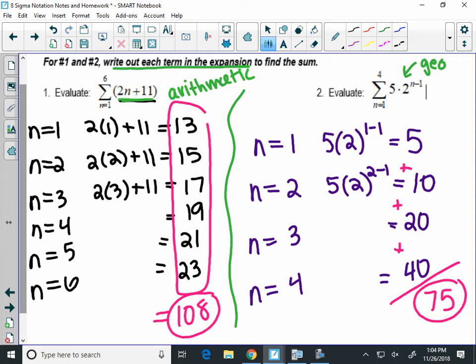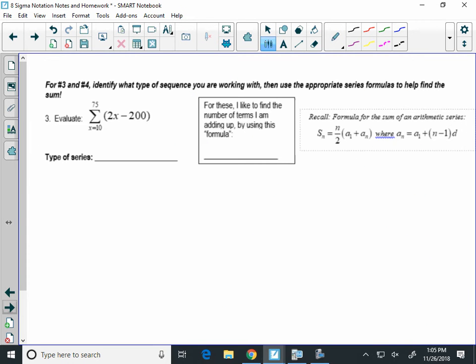It's a little tedious. I know I don't want to list out every single term forever, but at least that shows us what we're doing. We're adding things up. So let's go from the slow method to the medium method. So we have a sum. Now this one says the sum from 10 to 75. So we're adding the 10th term to the 75th term of 2x minus 200.